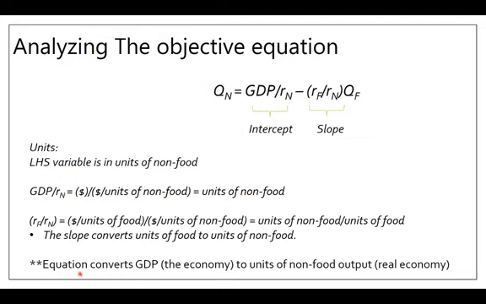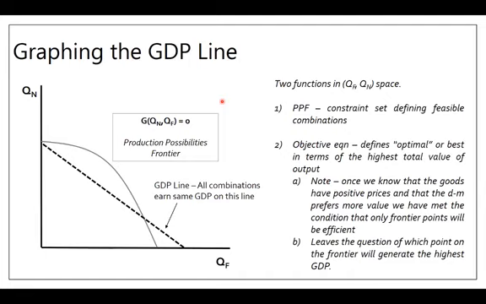And so this equation must be one that converts GDP into units of non-food output. It's a real measure of output. So we were measuring GDP in dollars before. Now we're going to measure GDP in how much non-food can we make. And so all it takes is a conversion factor that we get directly from that price ratio.